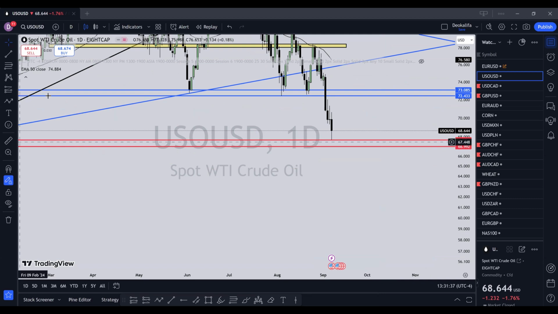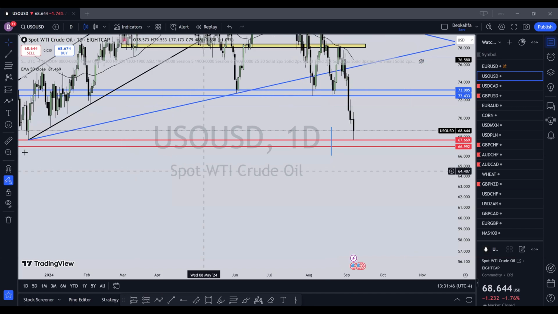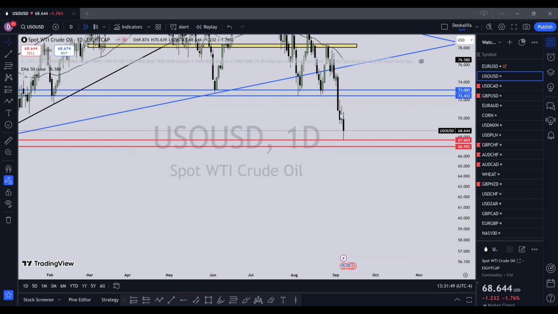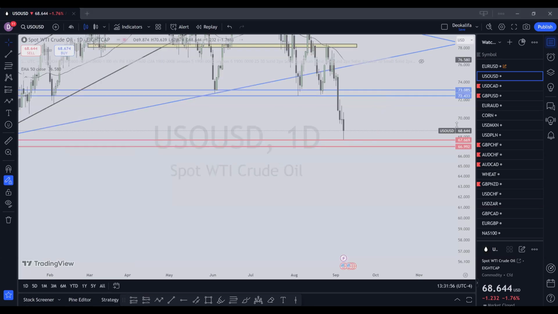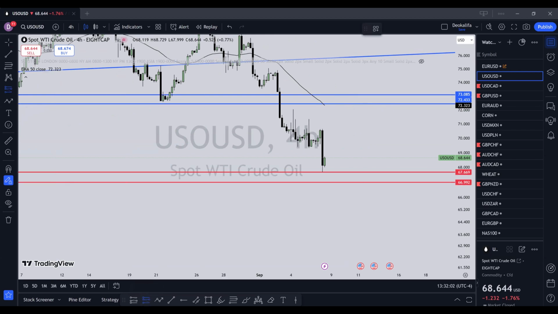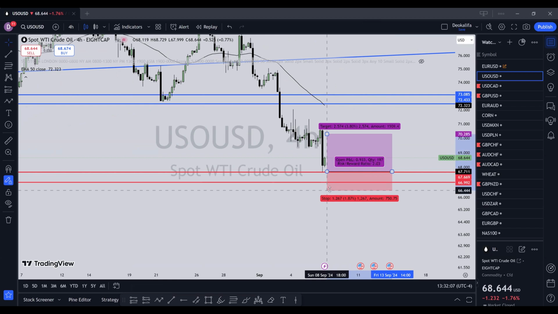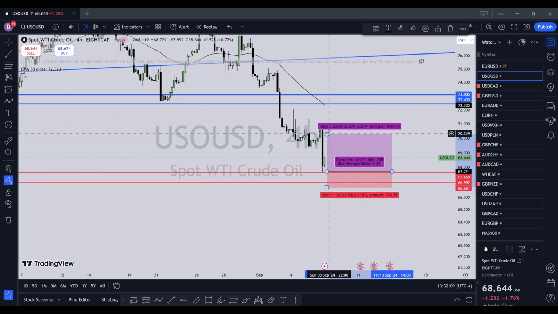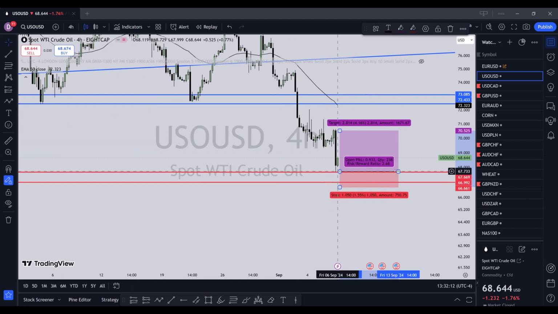So maybe what I'm looking for is something like this, so we can take these lows. If we are able to take this low and we have a confirmation, I know that this is counter trend, but I'll be looking for longs in US oil. But this is a bit risky, so size your position accordingly. For this one, just looking for a quick 1 to 2 back to this previous high.